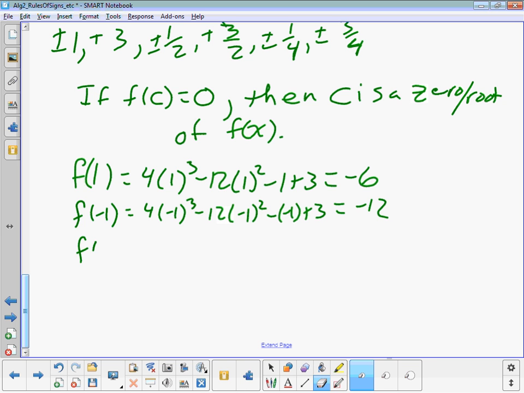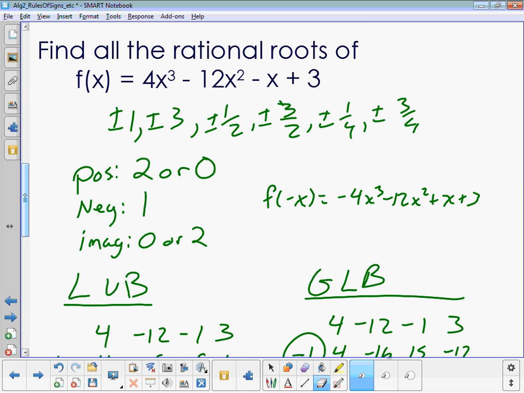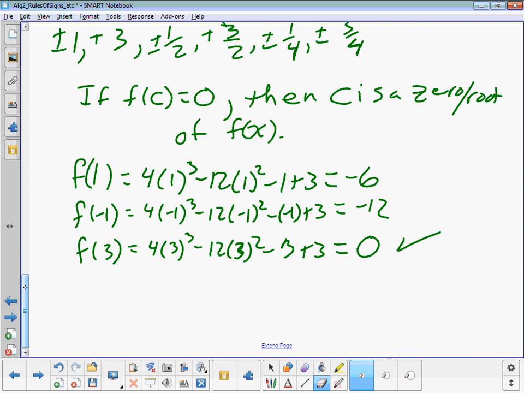Okay, so f of 3 was our next number. f of 3 is 4 times 3 cubed minus 12 times 3 squared minus 3 plus 3. And if I run that through, I get 0. Hey, there's one of our solutions that we're looking for. Okay, so that tells me, since I had 2 or 0 positive real roots, I have another positive real root and I have a negative root yet. So it might be one of these rational numbers. We don't know, but it may not be.